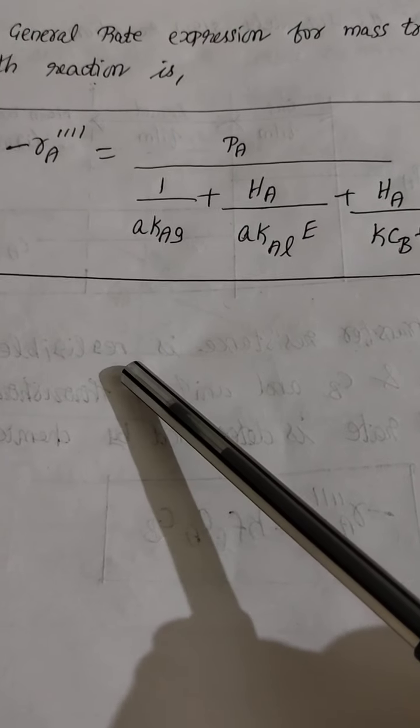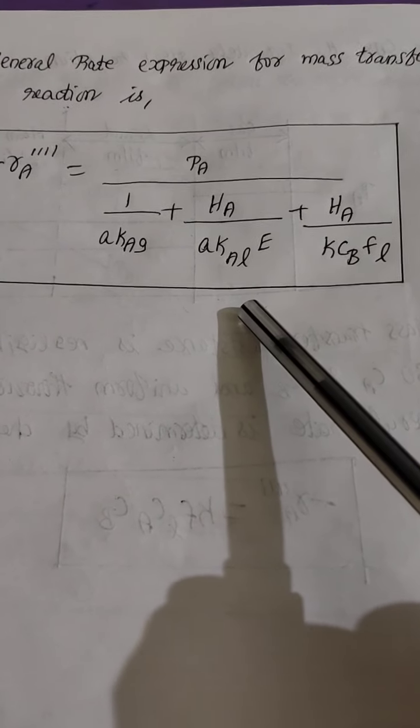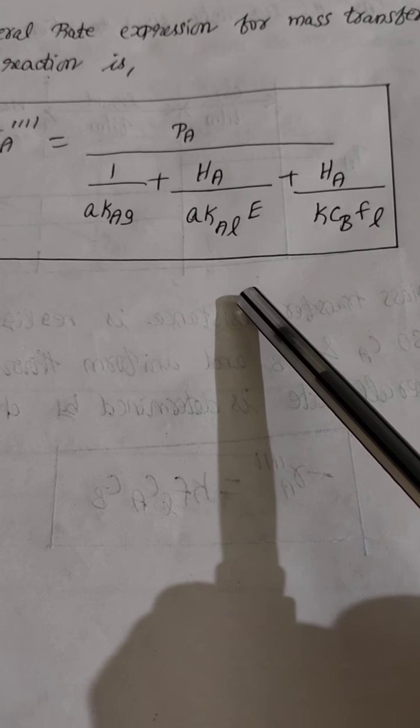So now we have seen all the 8 cases. We have seen the concentration profile diagram and rate equation for all the 8 cases. So this is going to be a very important topic for your university examination, where you can expect at least any 2 cases. Thank you.